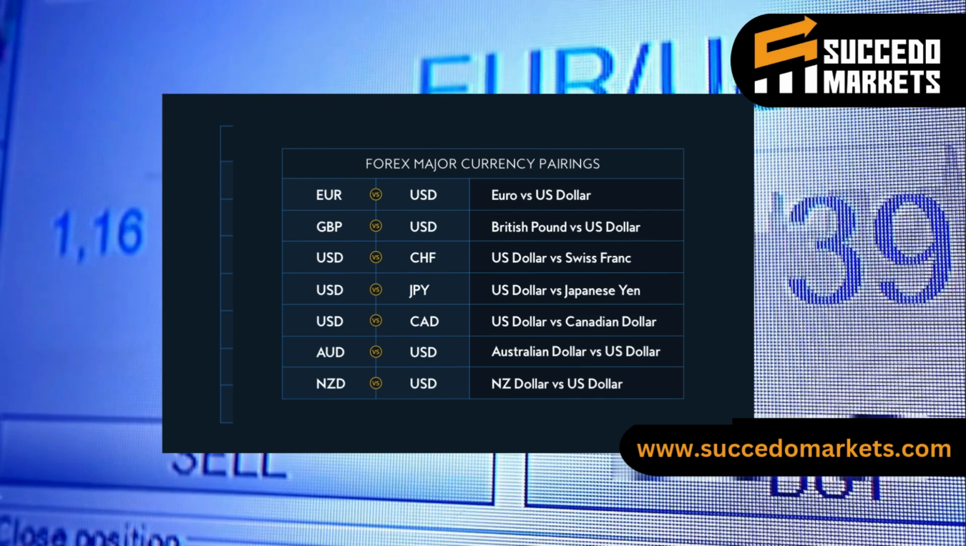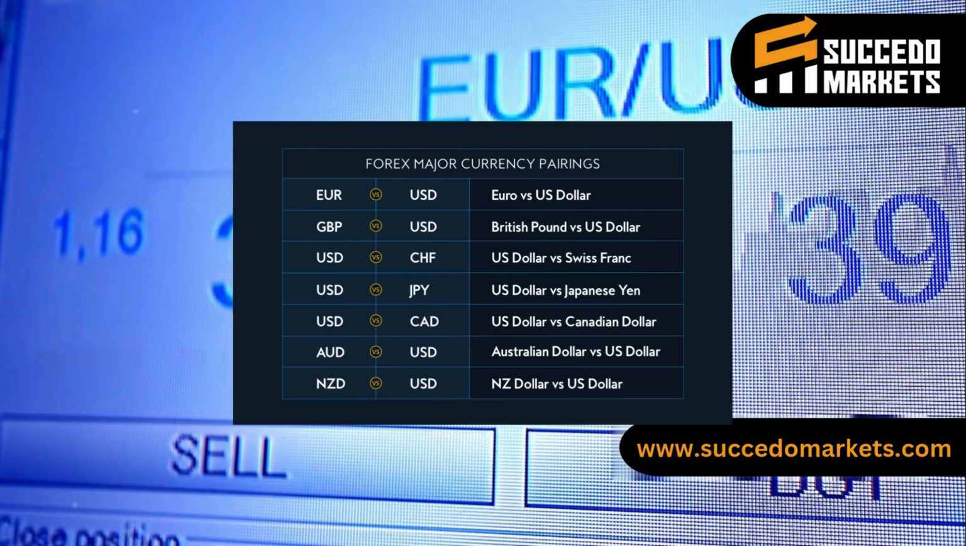First, you'll see the currency pair at the top of the chart, like EUR-USD. This tells you which two currencies you're trading. For example, EUR-USD means you're comparing euros with US dollars.